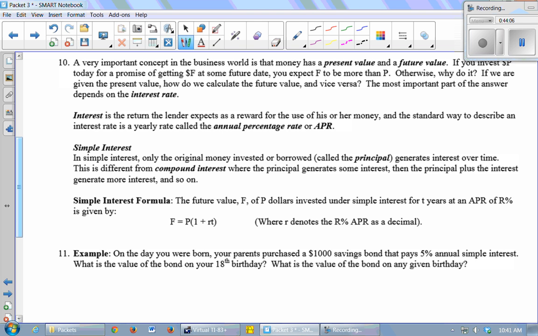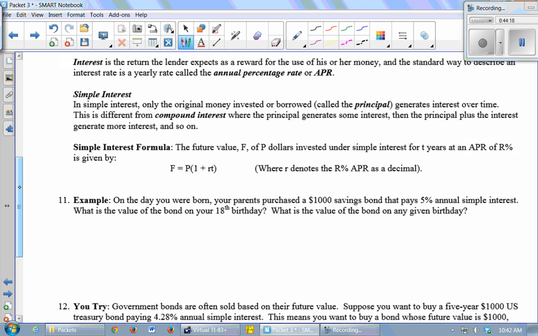So if we are given the present value, how do we calculate the future value and vice versa? The most important part of this depends on the interest rate. Okay. So interest is the return the lender expects as a reward for the use of his or her money. So if I give the bank $100 of my money and say, pay me back in 3 years plus some interest, that interest is the reward I get for letting the bank use my $100 for 3 years. So the standard way to describe an interest rate is a yearly rate called an APR, an annual percentage rate.